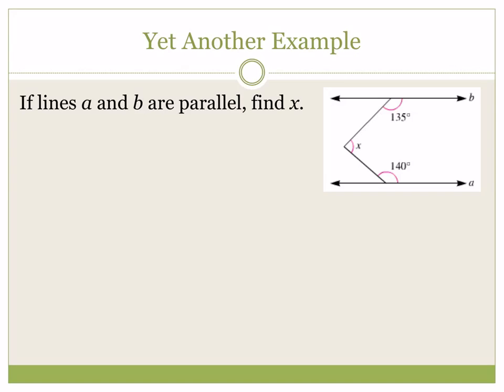All right, this is our actual last example. We're told that lines A and B are parallel. We have the top angle marked in pink that says 135 degrees, and the bottom angle marked in pink says 140 degrees. The angle we're looking for over here is x, and we're supposed to figure out what x is. There are multiple ways to do the problem. Because we're running out of time, I'm going to show you one of them.